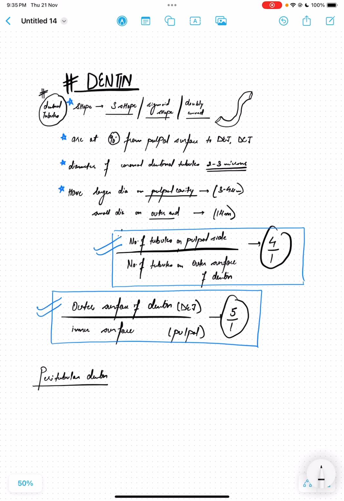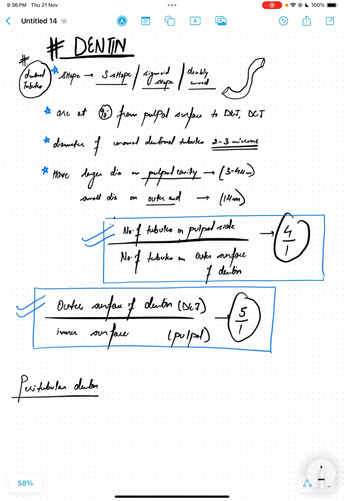Today we are going to discuss dentin. Basically, dentinal tubules are S-shaped, either sigmoid or doubly curved structures. They begin at a right angle from the pulp to the dentinoenamel junction and to the dentinocemental junction. At the crown, they have a diameter of 2 to 3 microns, and the ratio between the DEJ and the pulpal surface is 5:1, and the ratio between the pulpal surface and the outer surface of dentin is 4:1. All of you have to remember these points.